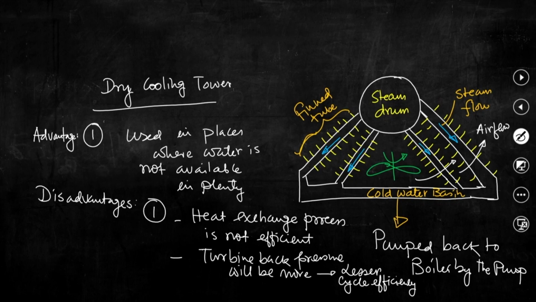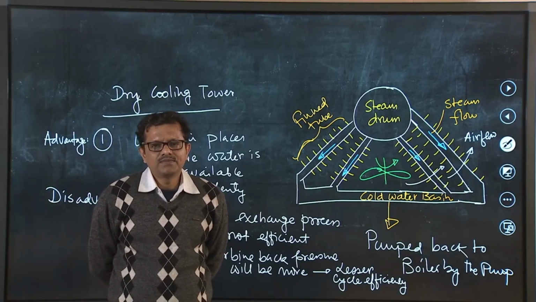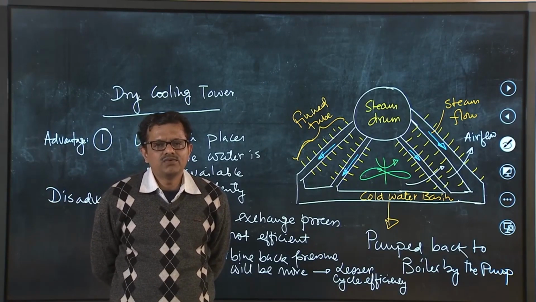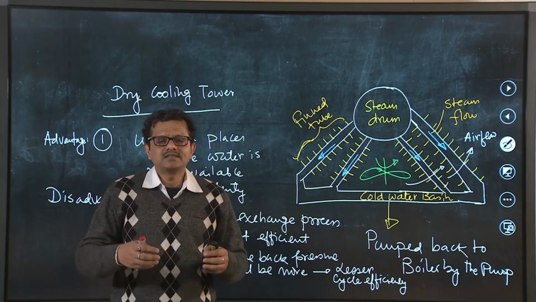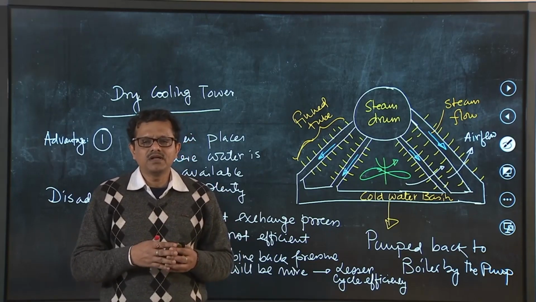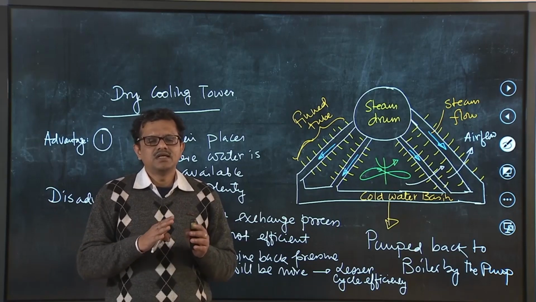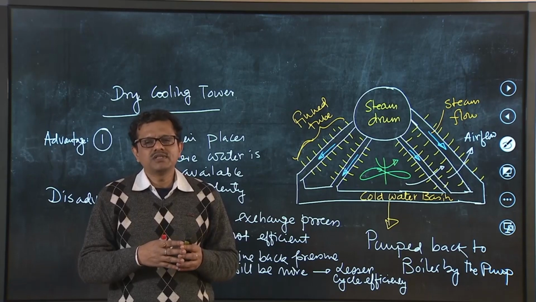But still, this particular type of cooling tower, having all these disadvantageous features, has promising potential to be used in places where water is not available in plenty. Now, if we summarize, we have discussed the cooling tower today. We have tried to understand the role of the cooling tower, then we have discussed the classification of cooling towers, and for each type we have analyzed the mechanism of the heat transfer. Together with that, we have discussed the merits and demerits associated with each type.